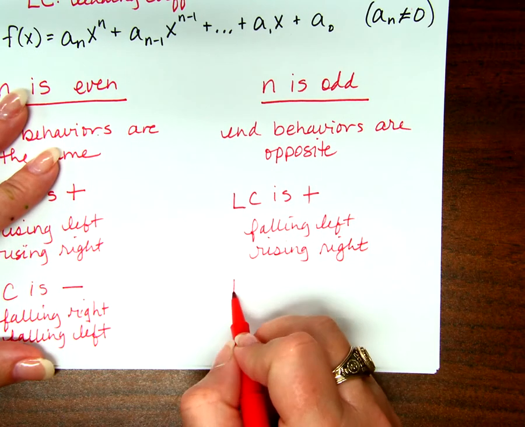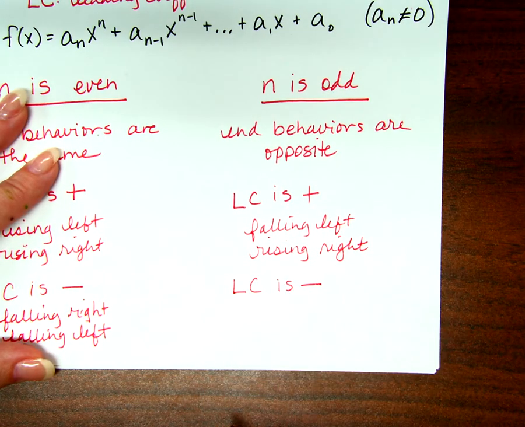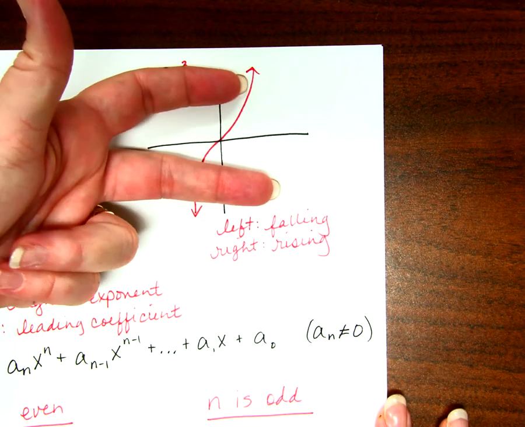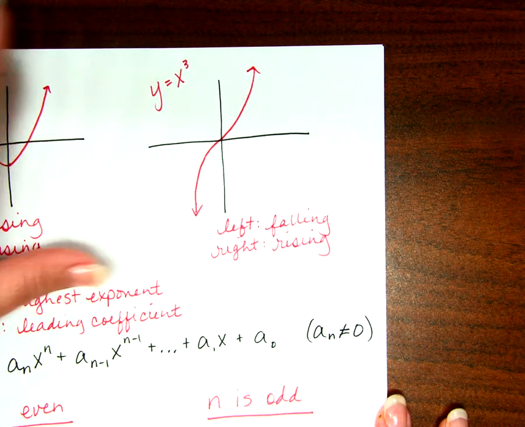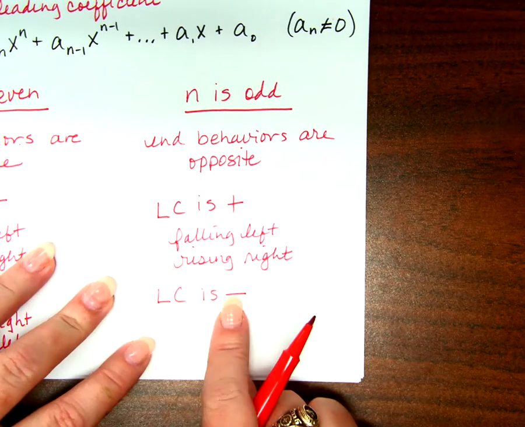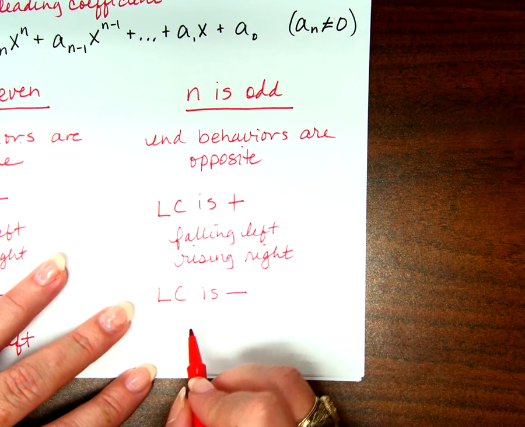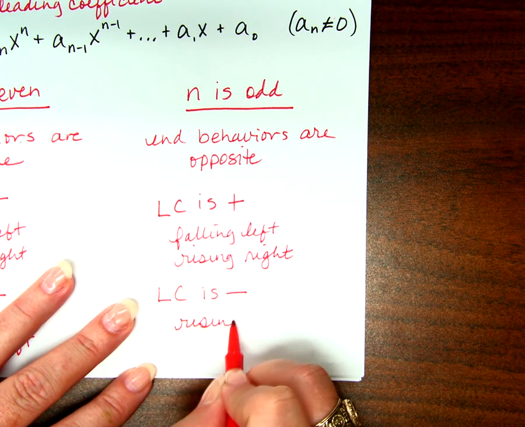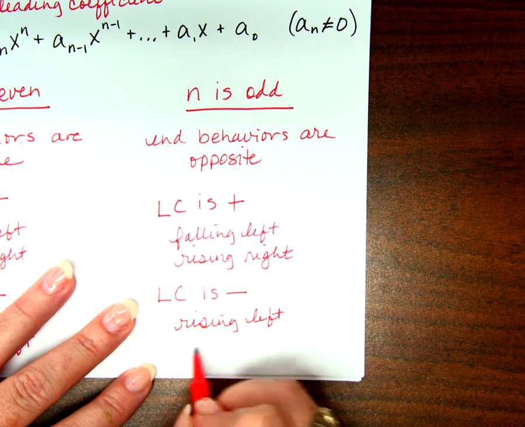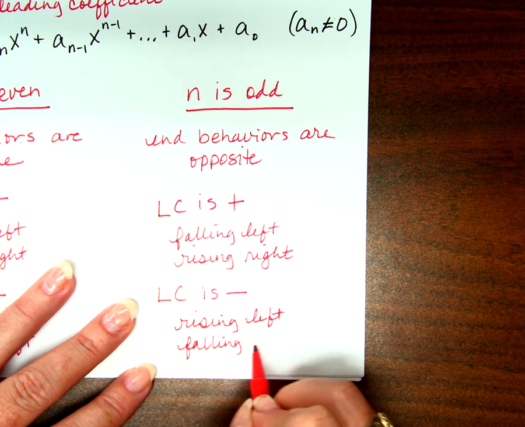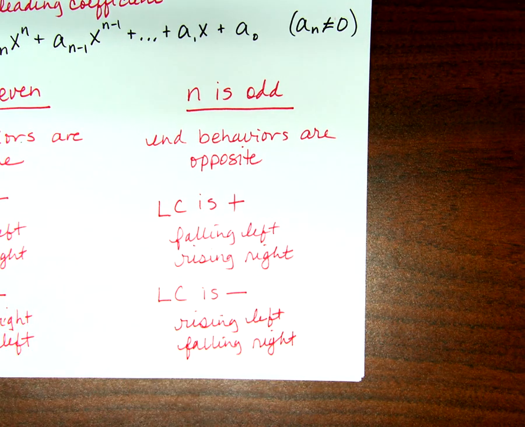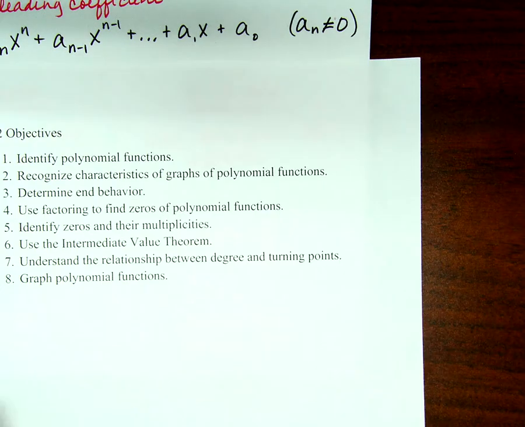What about if the leading coefficient is negative? Again, thinking about transformation rules, that means this is reflected over the x-axis, so it goes like this, right? So, if the leading coefficient is negative, what's happening to the end behaviors? So, rising left and falling right. Does that make sense? Do you have any questions about that? Any questions about end behavior at all?